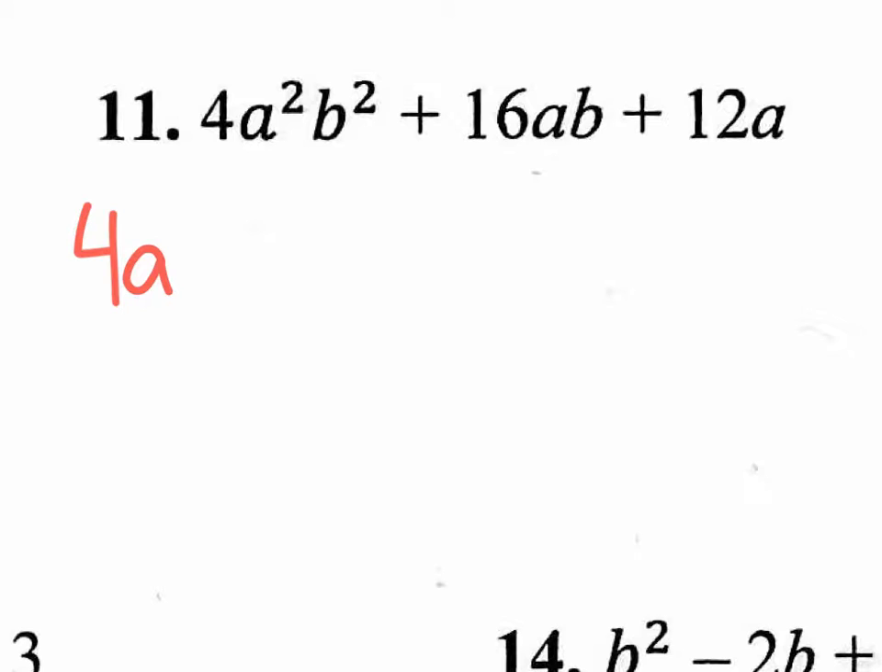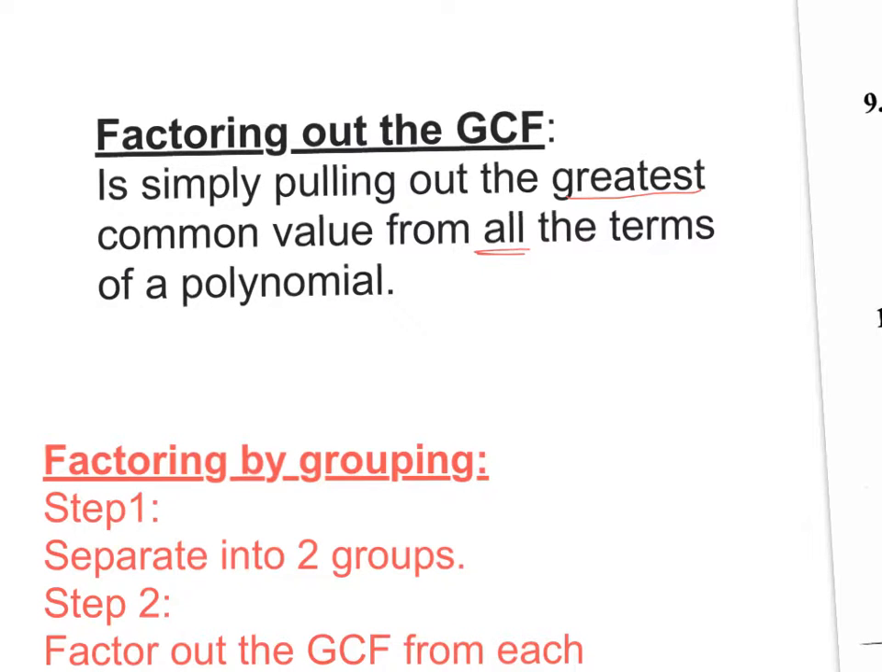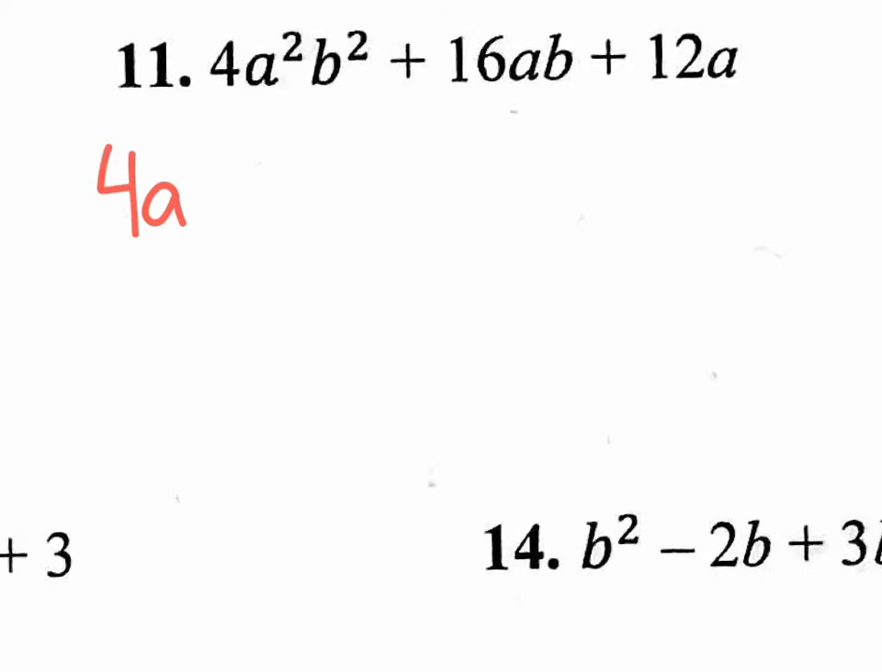How about b's? Are there b's in every single term? No. It looks like there's 2 b's here, there's 1 b here, but there's no b over here. So you can't pull out b's just from the first 2 terms. It has to be from all terms. Once again, factoring out the GCF, it's pulling out the greatest common value from all terms. So in that case, we can't pull out the b because the b doesn't exist in the 3rd term. So the GCF is 4a.